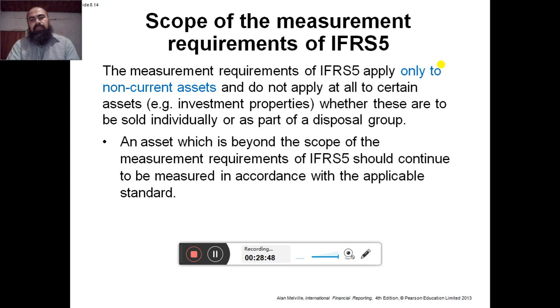Okay guys, we have done so far the definitions and the classification, the measurement, and the presentation on the financial statements, that is called the disclosure. Now we discuss a very small topic, that is the scope of the measurement requirements of IFRS 5. It is clear-cut that this standard does not apply to all the assets. It only applies to non-current assets which meet the criteria, and specifically does not apply at all to certain assets, for example investment properties, whether these are to be sold individually or as part of the disposal group.